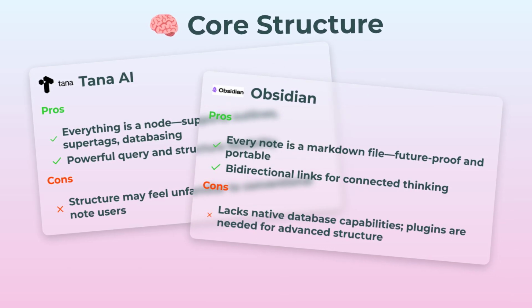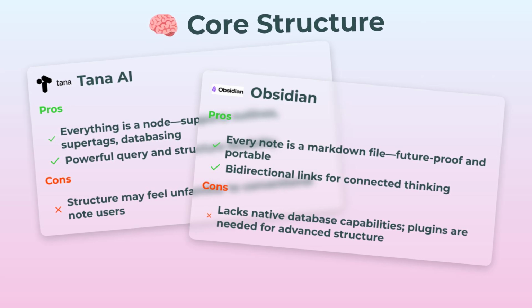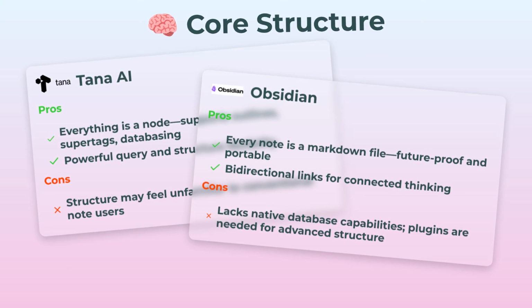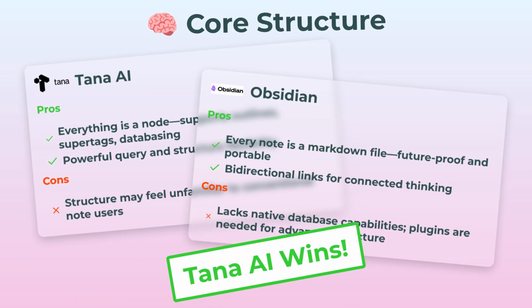Now with Obsidian, every note is a plain, simple markdown file. It's classic, portable, and honestly kinda future-proof. Backlinks make connected thinking really easy. The only thing, there's no native database action. You need plugins for anything seriously structured. Tana edges it out here if you want next-level organization.